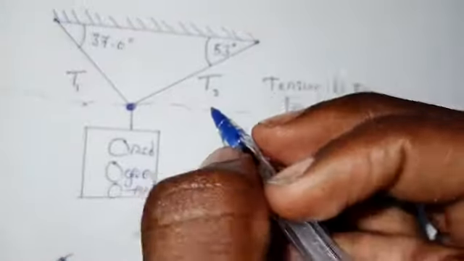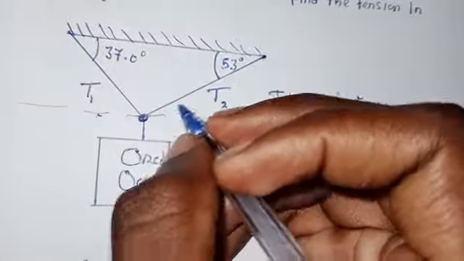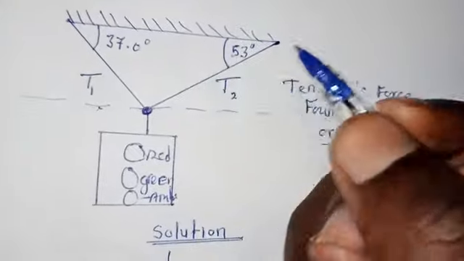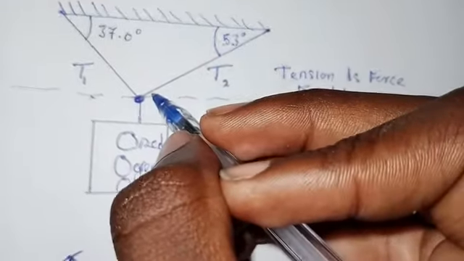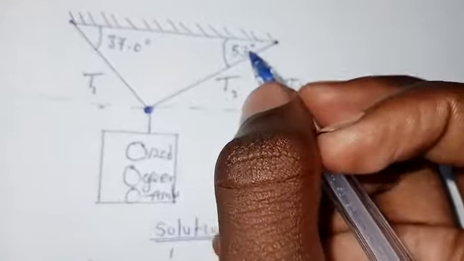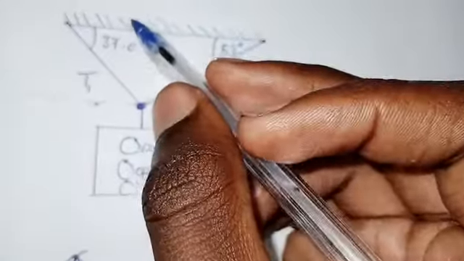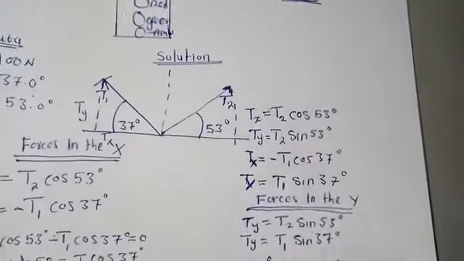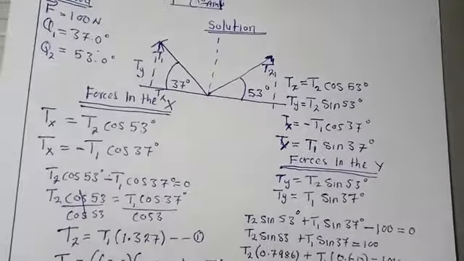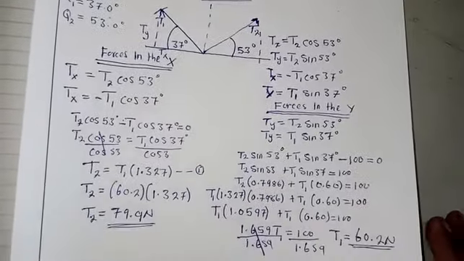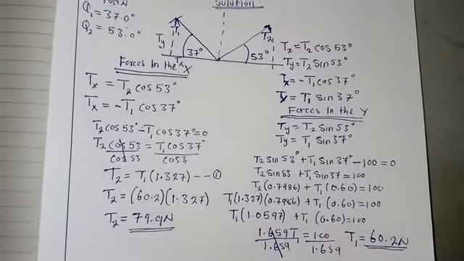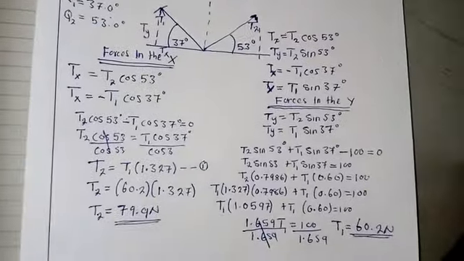This was the tension in the other rope, this one. So for these guys to be balanced, we were supposed to have a tension in this rope of 79.9 newtons and a tension in this rope of 60.2 newtons. Then everything is going to be balanced. So this is how you solve this question. It's quite easy.